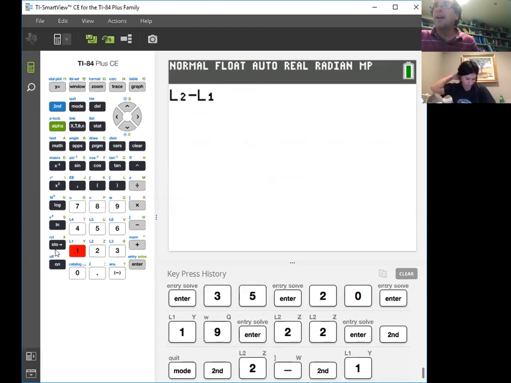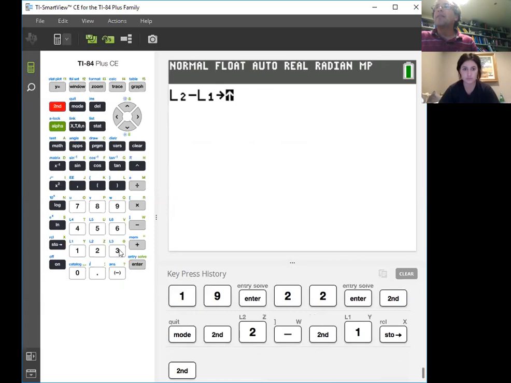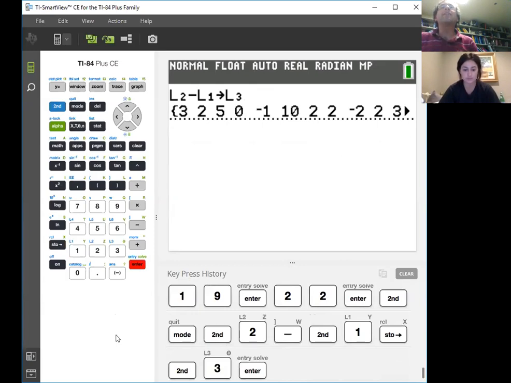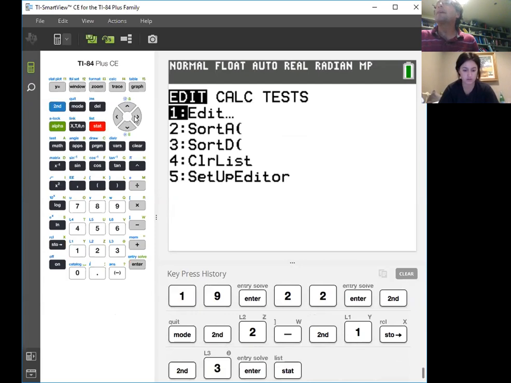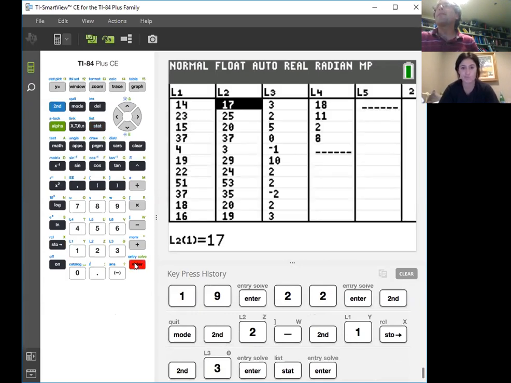And the way you do that is you hit this STO arrow button. And then second 3, and we're going to store it into L3. Any questions on that? Then I hit enter. And the idea is the calculator now does all the subtraction without you having to do it by hand. Does that make sense? So if you went to edit, would it be in L3? Yeah, let's do it. Very easy to check it out. If I go to edit, and there they are. So it's a nice thing the calculator does for us.